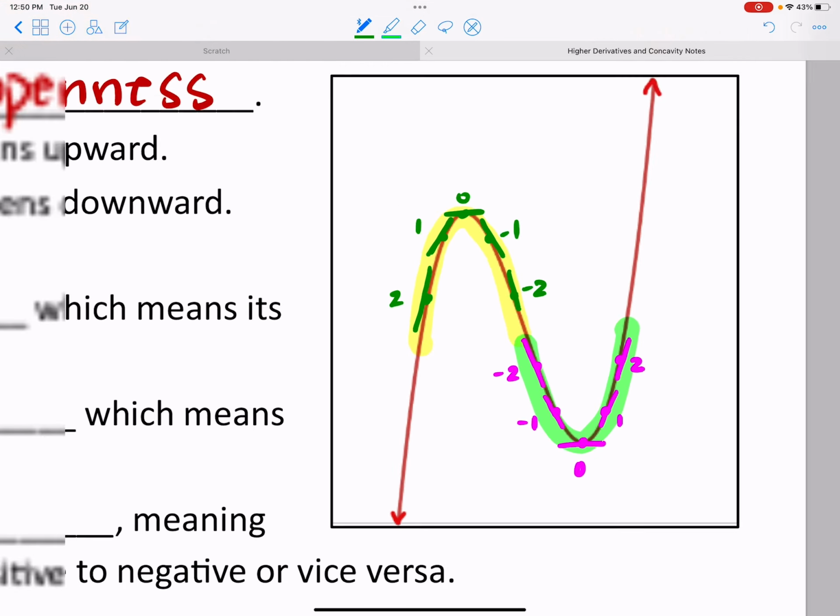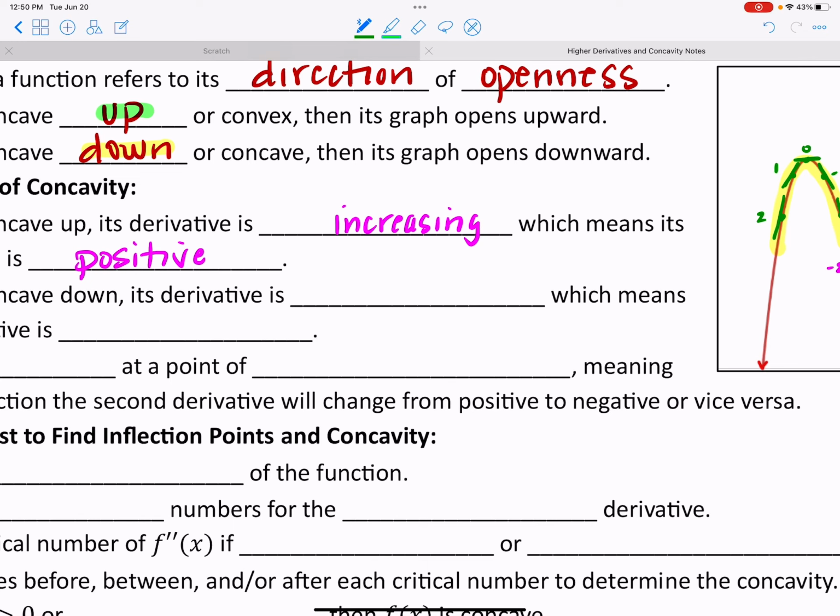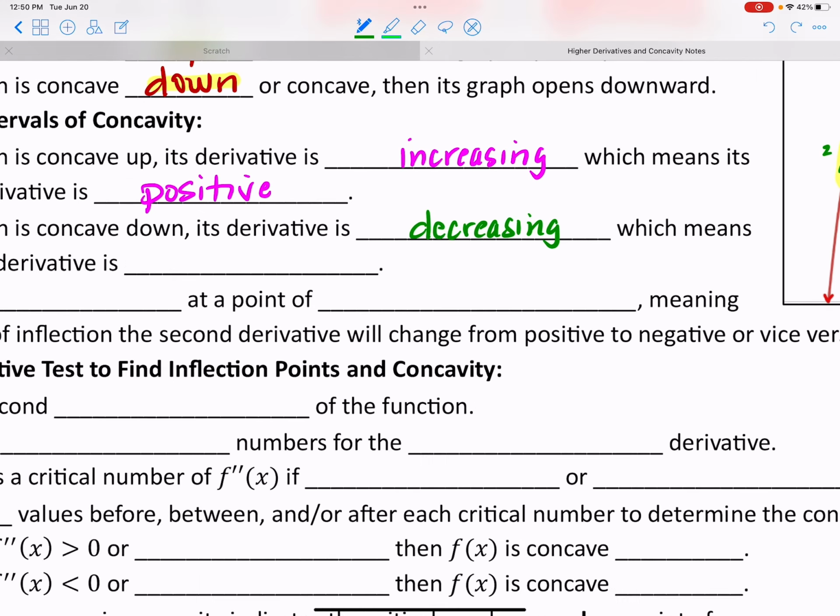So what's happening if my slope goes from 2 to 1 to 0 to -1? It's decreasing. So if my graph is concave down, that means my slope, my first derivative, is decreasing. So if my first derivative is decreasing, means my second derivative has to be negative. If this is decreasing, that means the slope is negative. That means here, right, the second derivative, that slope, has to be negative.